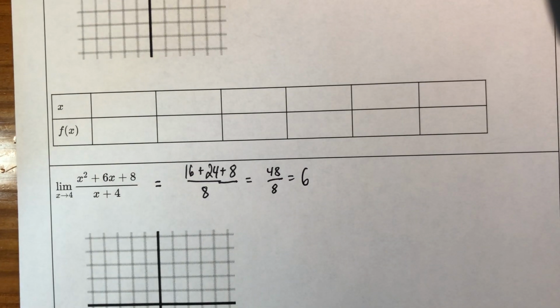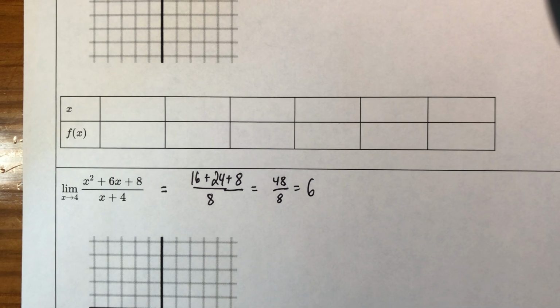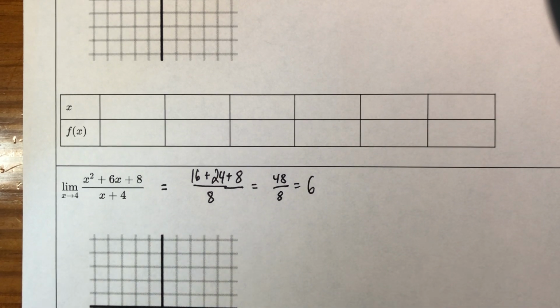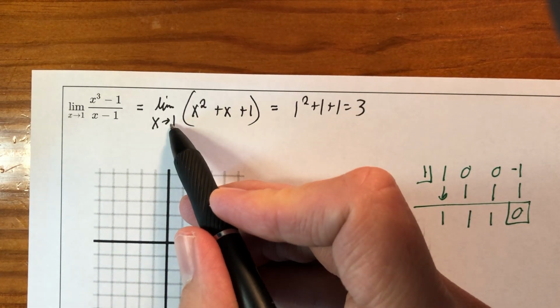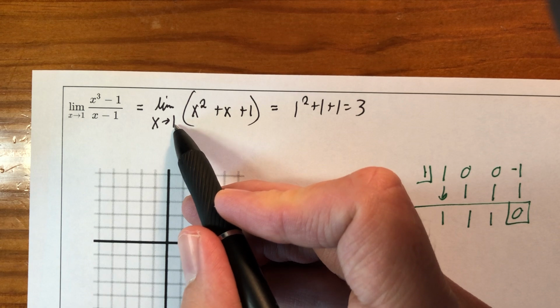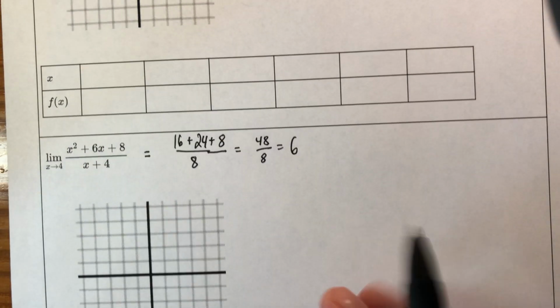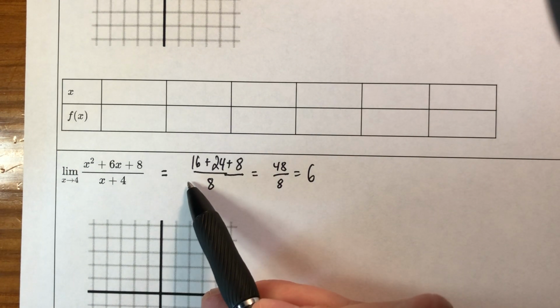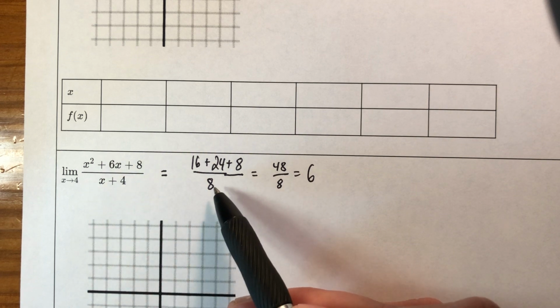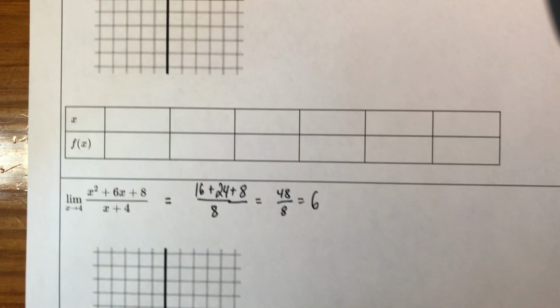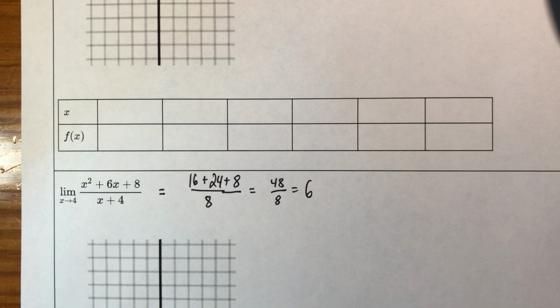The limit is 6. Notice when I wrote limit and when I didn't. And what I did do was write a limit here when I had not yet substituted the value in. But here I did not write the limit because I was ready to sub it in, and I just subbed it right in. Okay, let's move on.